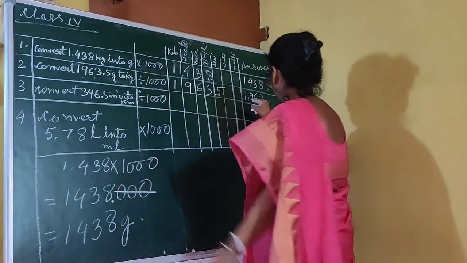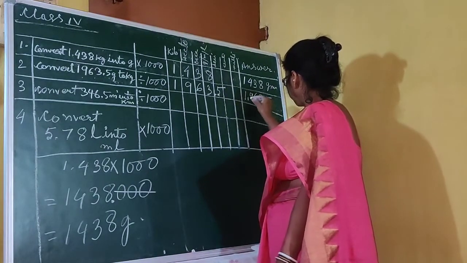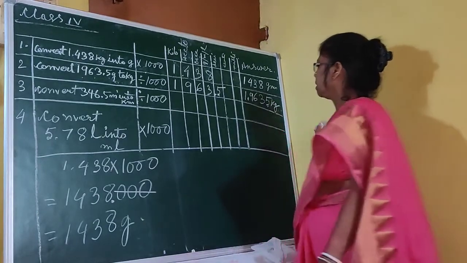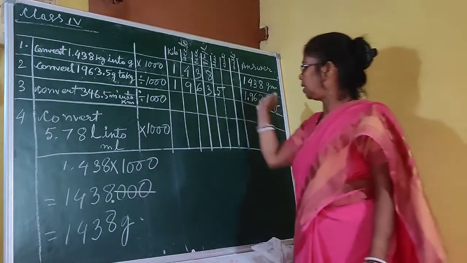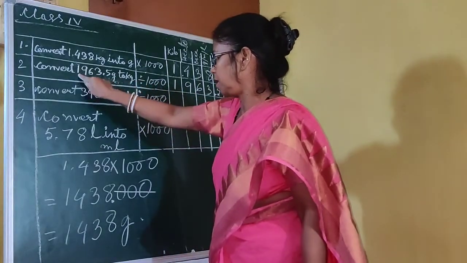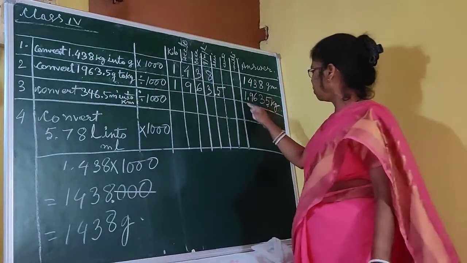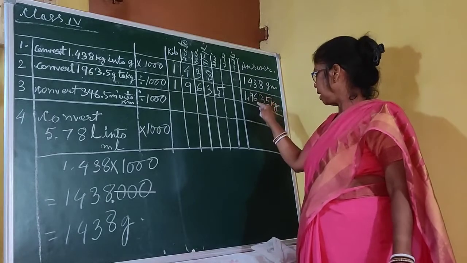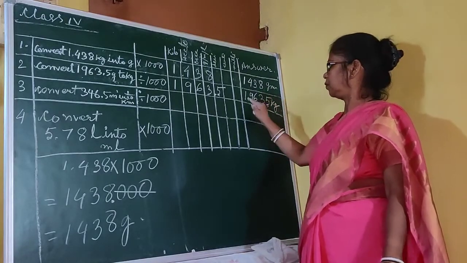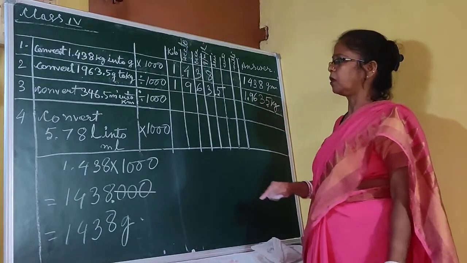19635. Then here the decimal is shifted here. It will be kg. When you divide, you have to shift to the left side. So it was 1963.5 gram, and now it's converted to 1.9635 kg. This is converted.